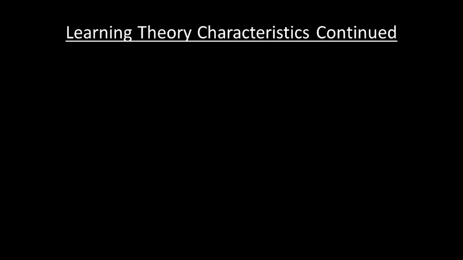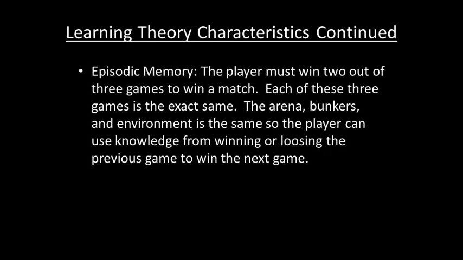A person's episodic memory contains information about life experiences or information associated with a particular time or place. In games, episodic memory provides the player the ability to recall the elements of the game and what was done to solve the problem. In this game, the player must win 2 out of 3 games to win a match. Each of these 3 games is the same, so the player uses information from his or her episodic memory and knows what to do to win again, or knows what he or she did wrong so he or she can correct this mistake to win the next game.